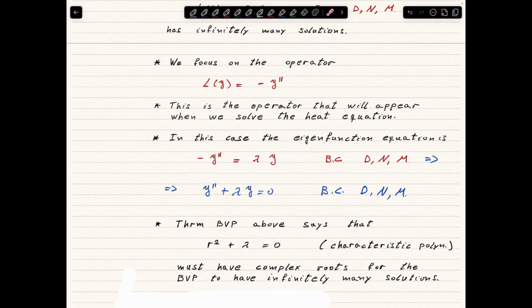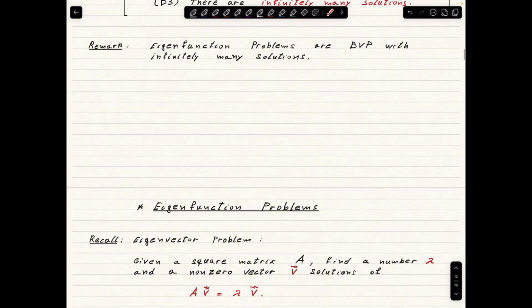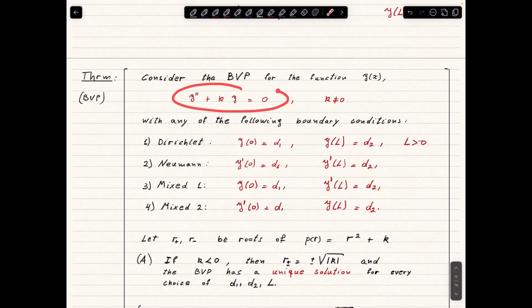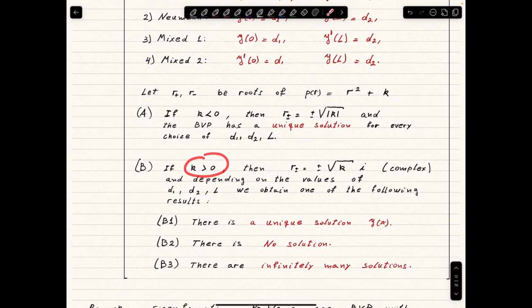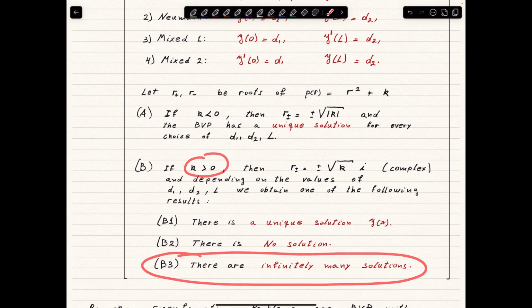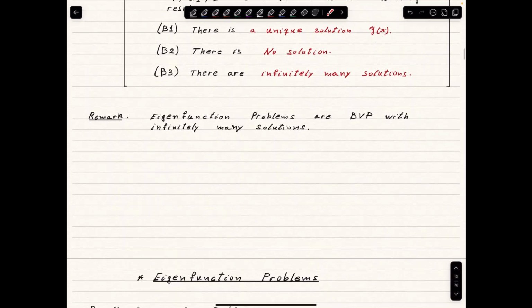Okay, so the theorem now is where the previous theorem on boundary value problems is used, because the previous theorem says that the characteristic equation must have complex roots for the boundary value problem to have infinitely many solutions, because we are solving this equation, and this equation is the equation that we had in this theorem. This theorem says that only in this case we are going to have infinitely many solutions. And the k in our eigenfunction problem is the eigenvalue lambda.